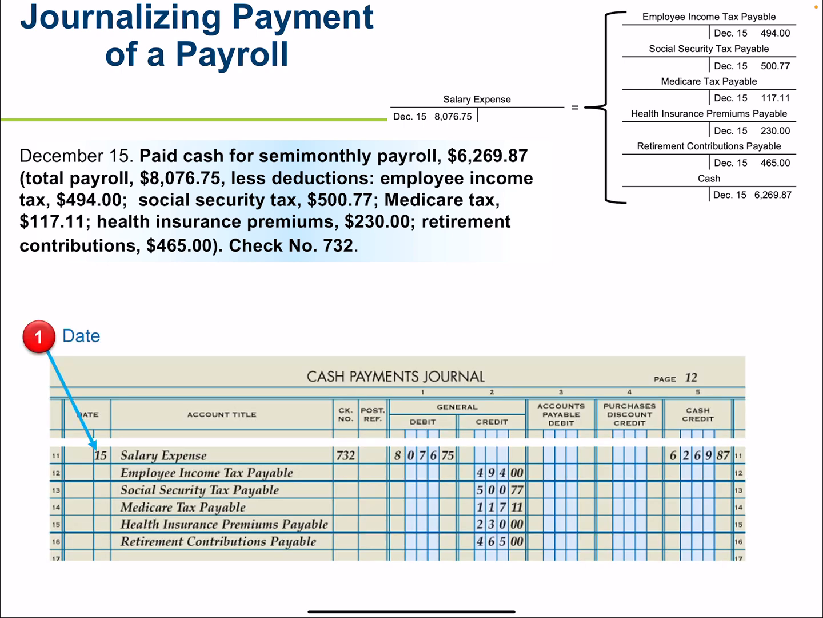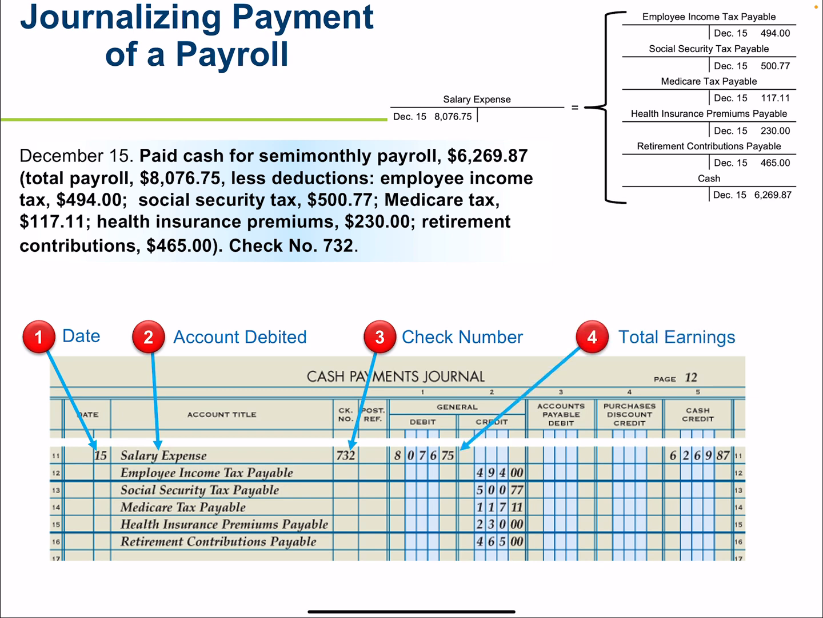So again, we're going to write the date. We'll write the debit account, the account debited. You'll see that we will be debiting salary expense, and that goes in your general debit. We will write the check number. Our total earnings is the salary expense, which is debited. Amount paid to the employees is our cash. And then our amounts credited, which is all of your liabilities.